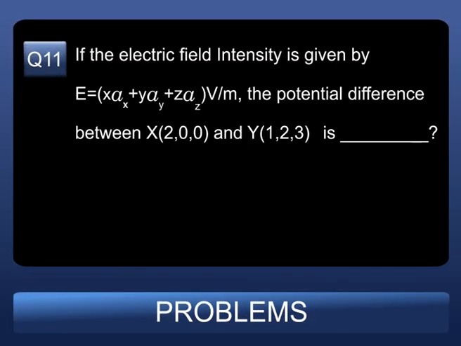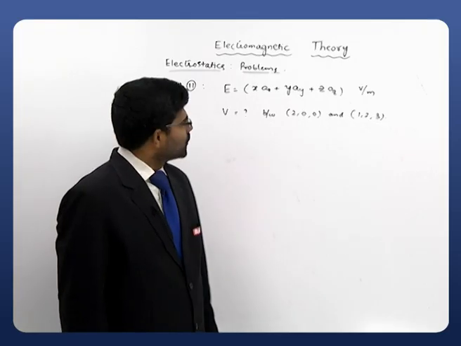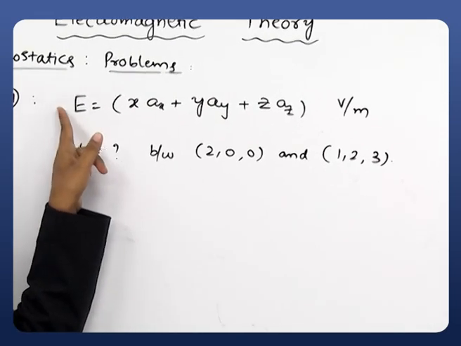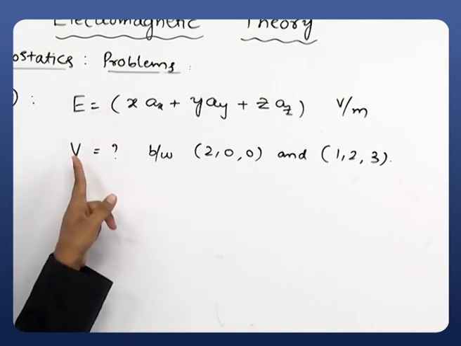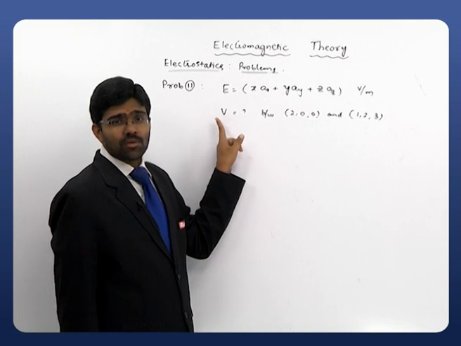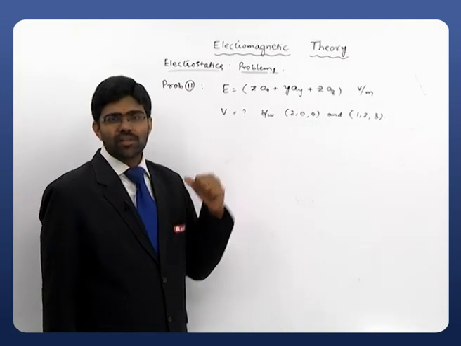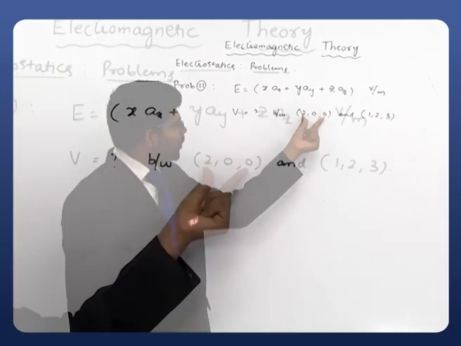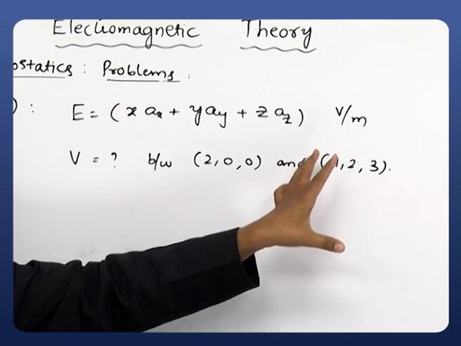Problem number 11. If the electric field intensity is given by E equals x ax plus y ay plus z az volt per meter, the potential difference between a point x (2, 0, 0) and another point y (1, 2, 3) is what? Solution. Clearly, what we are supposed to calculate is the potential. The given data is the electric field intensity. We already know there is a clear relation between the electric field intensity and the potential. Once again remember that this is not potential, it's a potential difference. So we are supposed to calculate the potential difference between two points, point 1 and point 2. Just represent that as a picture, right?